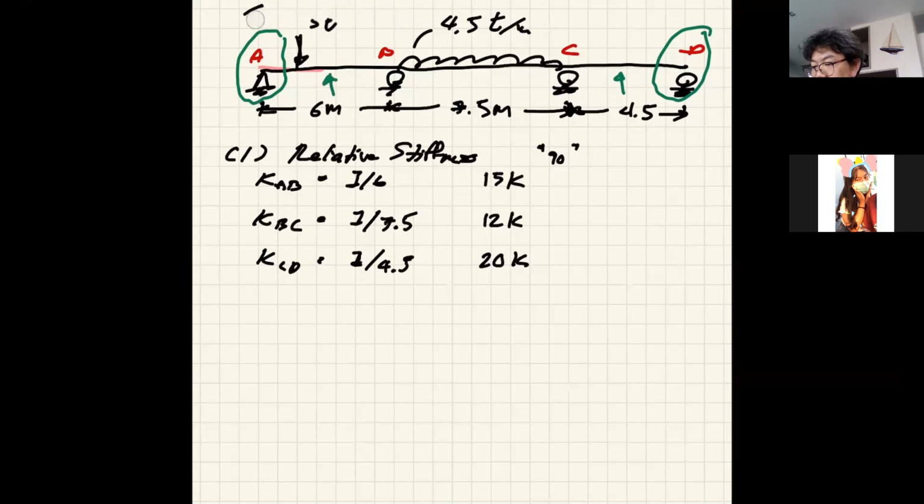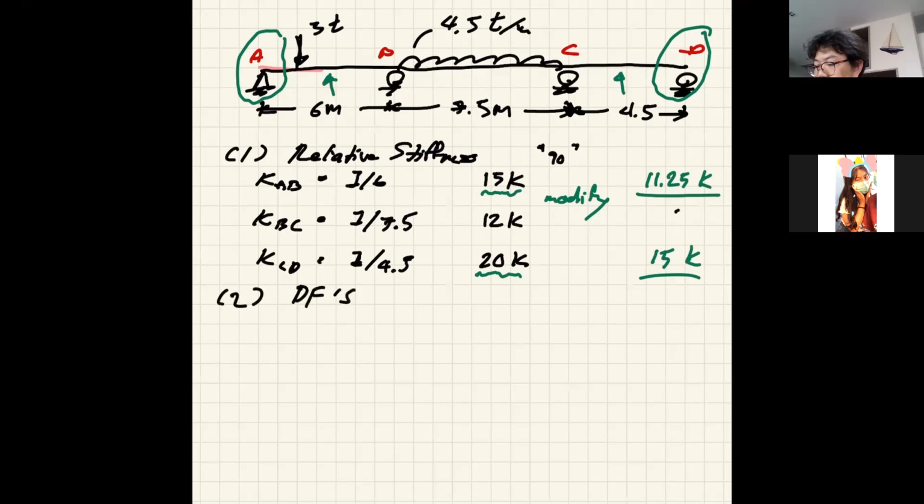Okay, so let's erase that to reduce confusion. So that means I can further modify KAB and KCD. We multiply this with 0.75 to recognize the fact that this is the member at the end of the structure and the end support is simple support. So this K becomes 11.25K, and this one becomes 15K. We modify it so that we have the new K. So when I calculate my distribution factors, I am going to use this new one.